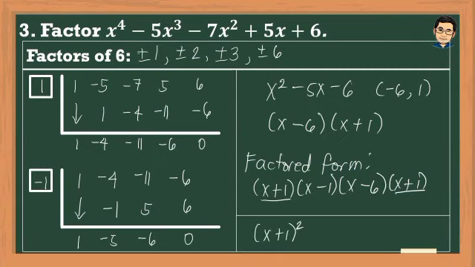So, dahil dalawa po yung x plus 1, isusulat lang natin yun na nakaparenthesis and then 2. And then, yung natitira, x minus 1 times x minus 6. So, ito po yung factored form ng x to the 4th power minus 5x cubed minus 7x squared plus 5x plus 6.